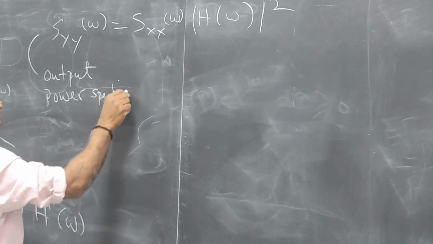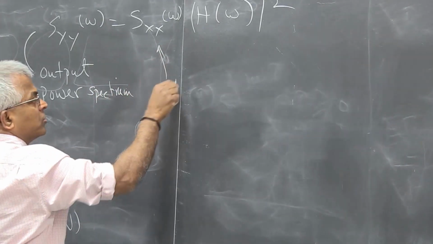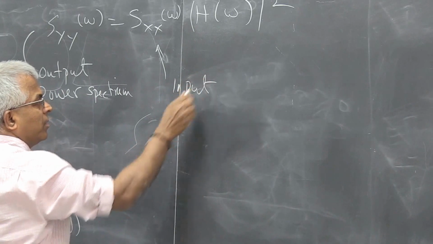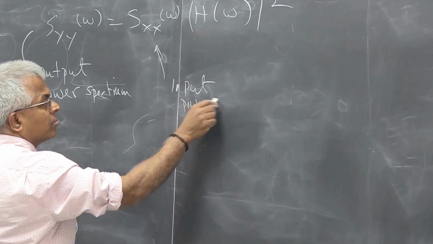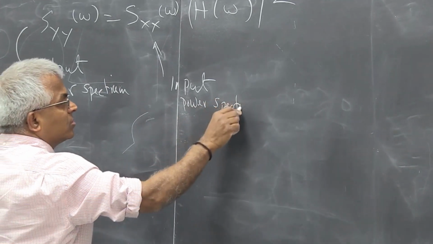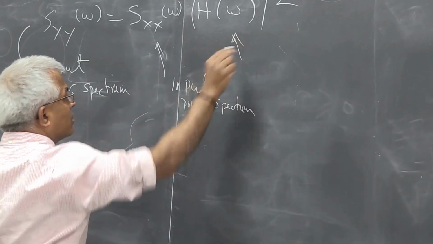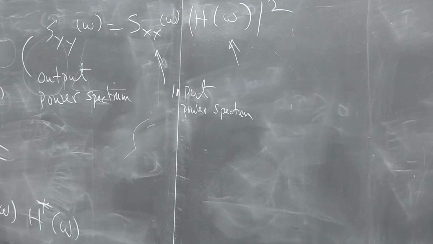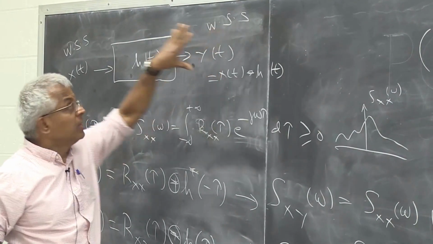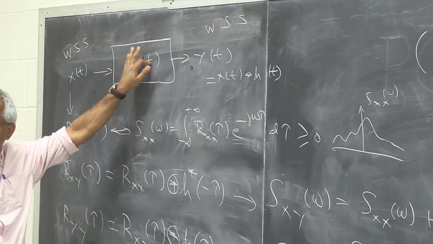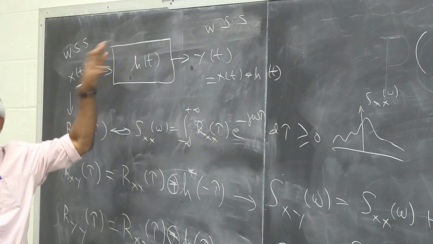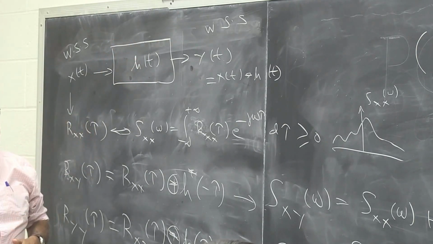So output power spectrum is input power spectrum multiplied by the system transfer function squared, right? So look, the output power spectrum is input power spectrum multiplied by system transfer. This gives us ideas how to design. We can use this to do receiver design. Look at here.